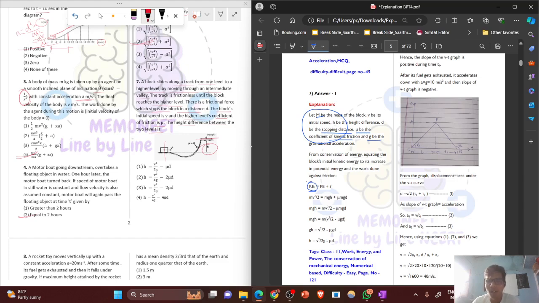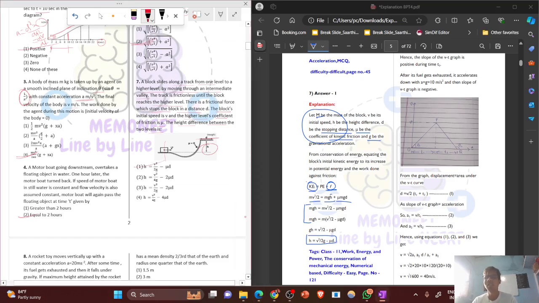Applying the work energy theorem, the work done by friction equals mu mg d, and the potential energy is mgh. From here, we can easily calculate h. After doing the calculation, we get h equals v square by 2g minus mu d. So your correct option will be option number 1.